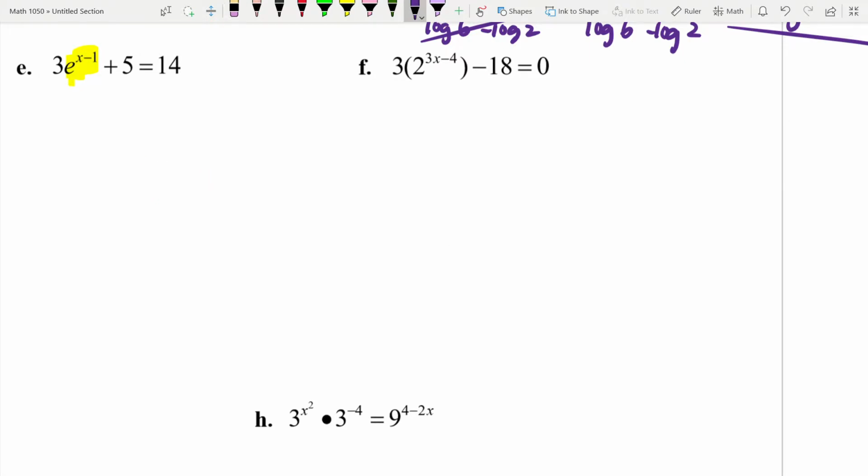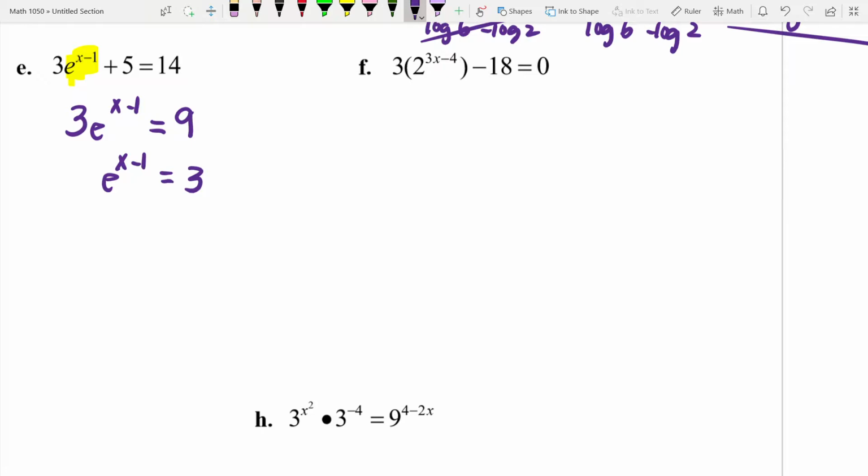First you move the 5 over. So move your 5 over and you have 3 times e to the x minus 1 is 14 minus 5, which is 9. Am I stuck? Talk to me, everybody. I am not. What do I do? Divide by 3. So I have e to the x minus 1 is equal to 3. Am I stuck? Yeah, I'm stuck, right? Got my base, got my exponent, nothing there.